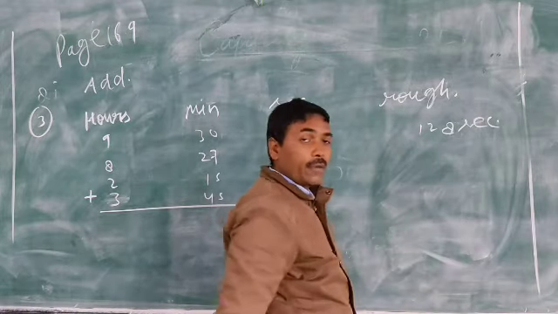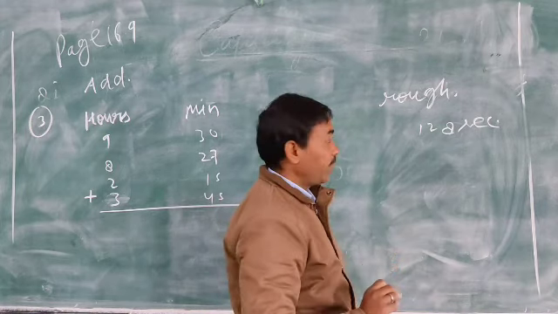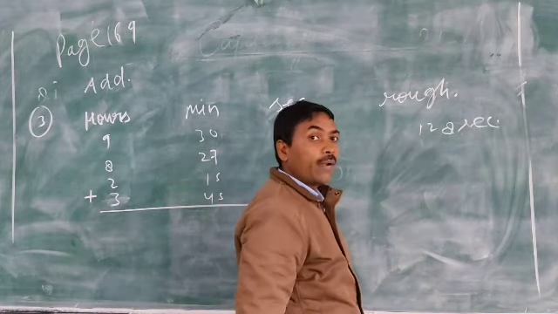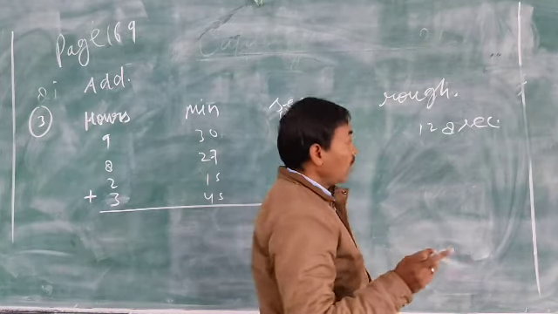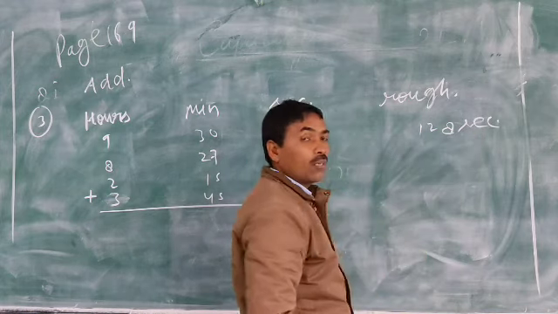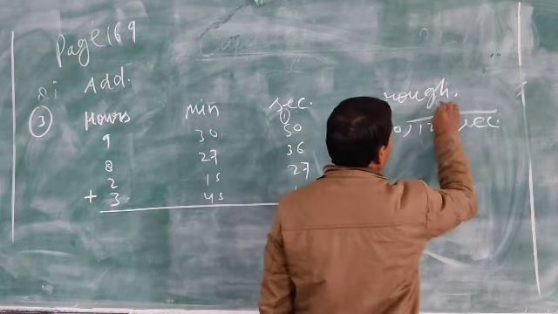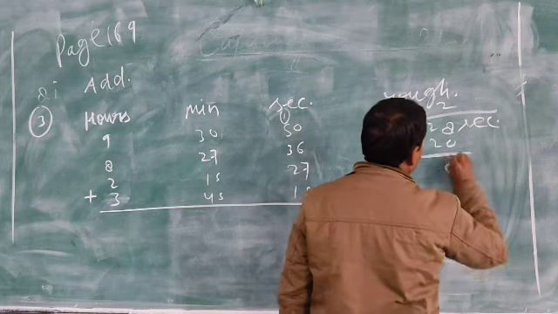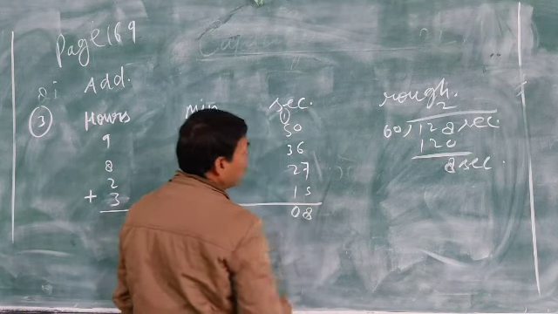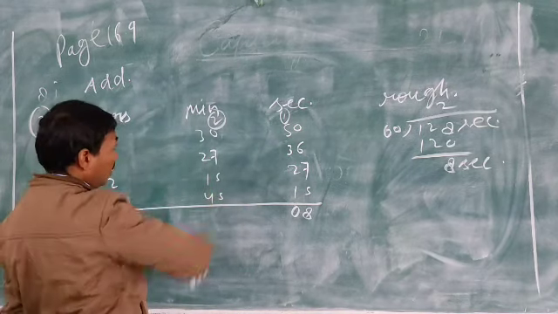Children, 128 seconds. And you know that 60 seconds make 1 minute. So you can guess how many minutes will be 128 seconds. 60 seconds make 1 minute and 120 seconds make 2 minutes. That is, seconds can be converted into minutes by dividing by 60. Divided by 60, 2 times and 8 will be the remainder. That is, in the seconds column we will write 08 or 8, and the quotient, that is 2, we will add to the minutes column.